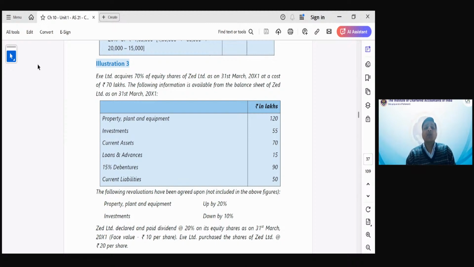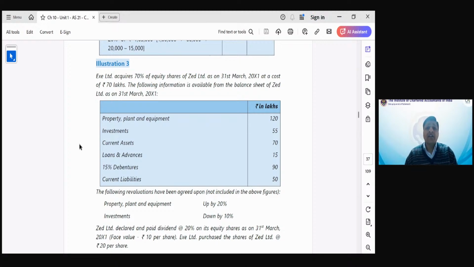Tell me quickly, what is the cost of investment? 70 lakhs. Okay, understood? This purchase consideration is nothing but the cost of investment. So you can say there is another term which is used for purchase consideration, and that is cost of investment. Because purchase consideration is the price that you are paying for making that investment.